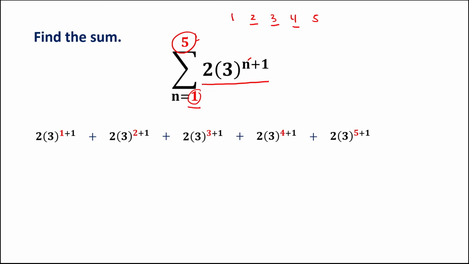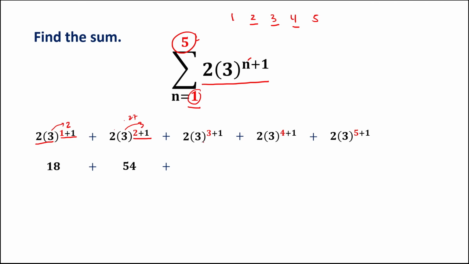Then to simplify, this 1 plus 1, this one is 2. And 3 to the power 2, this one is 9. And 9 times 2, this one is 18. Then plus, this 2 plus 1, this one is 3. And 3 to the power 3, this one is 27. Then 27 times 2, so this is 54.